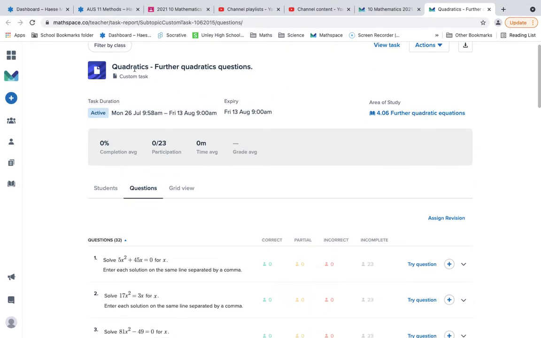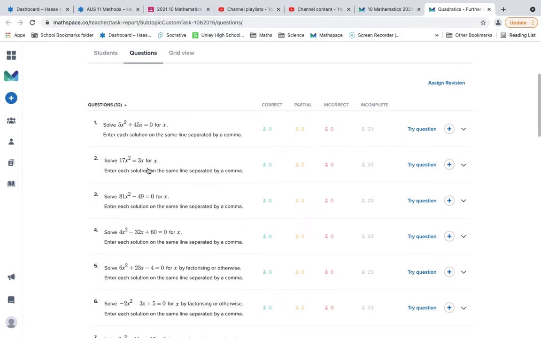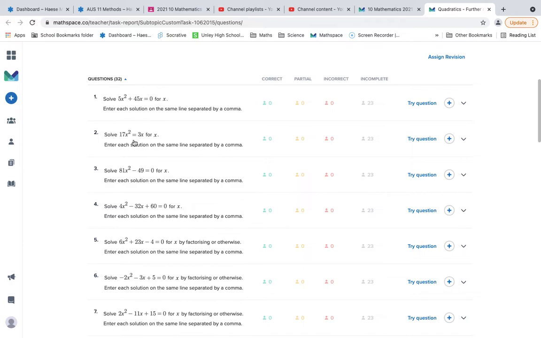Okay, I'm doing quadratics. This is the last maths-based task. Looking through the questions. Question 2, 17 is a prime number. Let's try that one. Try question.